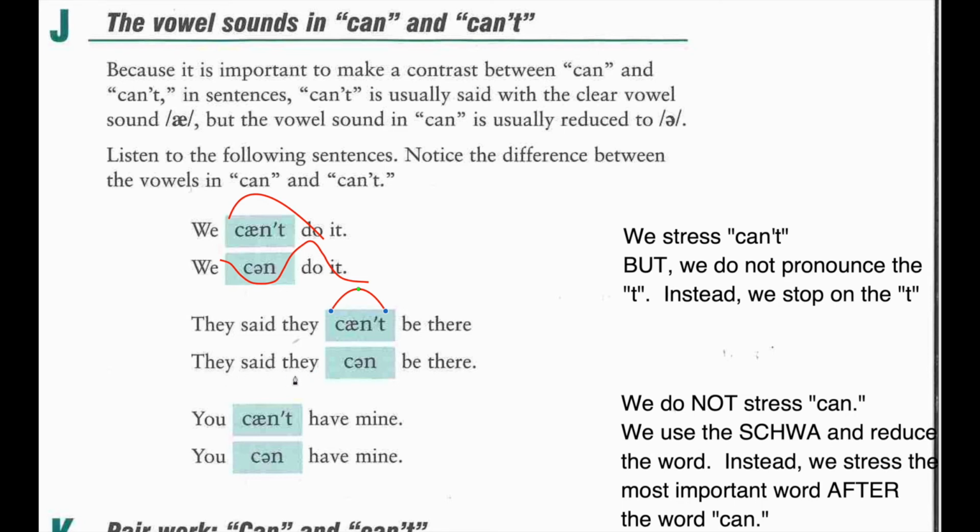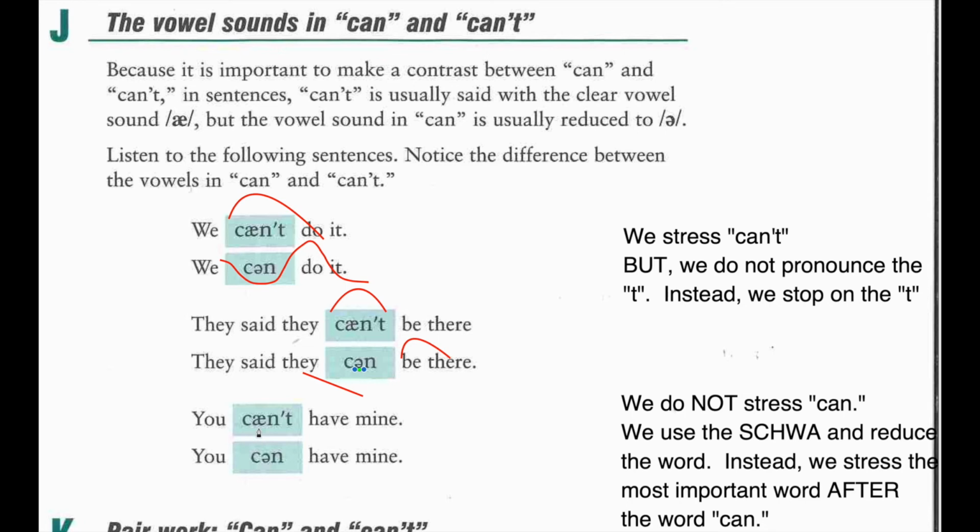They said they can be there. They said they can be there. Try just these two. They can't. They can. They can't. They can. So again, notice our voice is going to go down on the word can because in context we're going to pronounce it with a schwa sound.